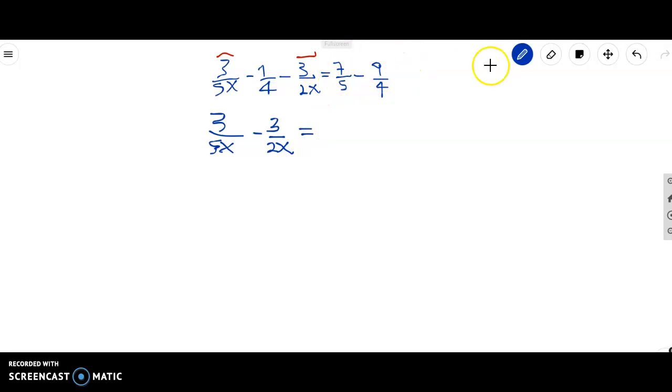And then we organize these numbers. Here it doesn't change because it's to the right of the equation, so we have 7 over 5 minus 9 over 4, and it actually changes because we have minus 1 over 4 that comes to the other side of the equation with the opposite sign, so plus 1 over 4. All right.